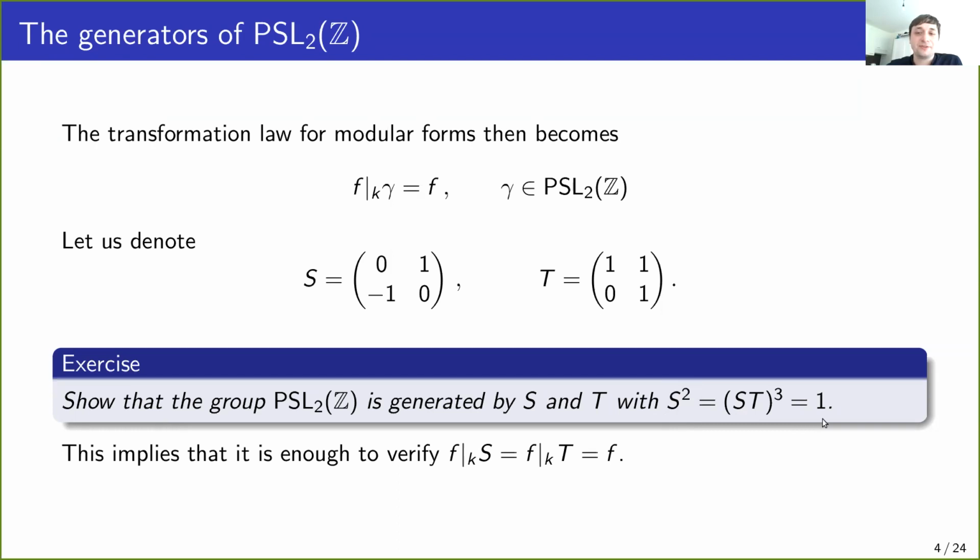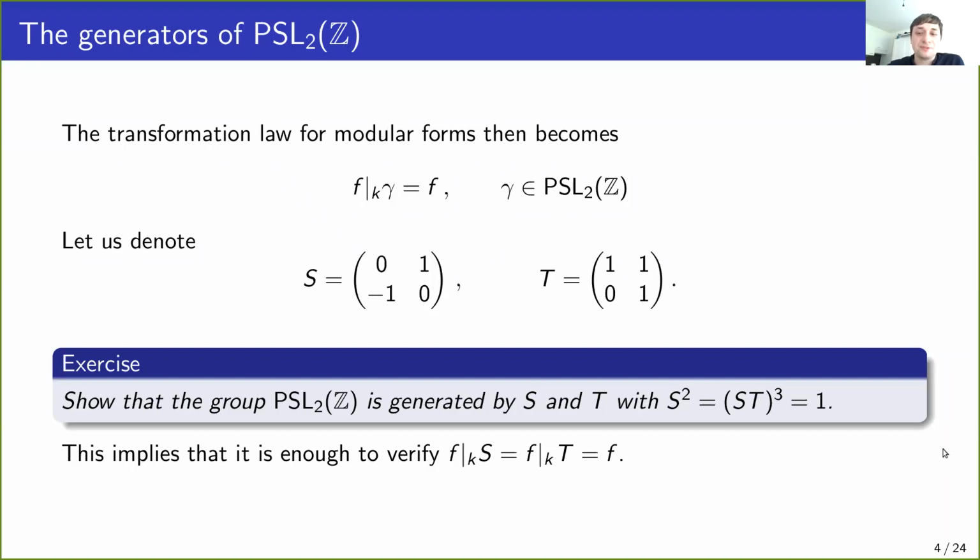Also for the exercise, you don't have to show that these are all the relations. That would be a little bit more complicated. But for our purposes, this implies that we actually have to check only 2 transformation laws to show that something is a modular form for SL2Z. We need to verify that it's invariant under S and under T.